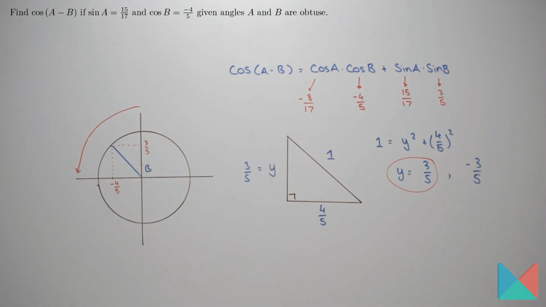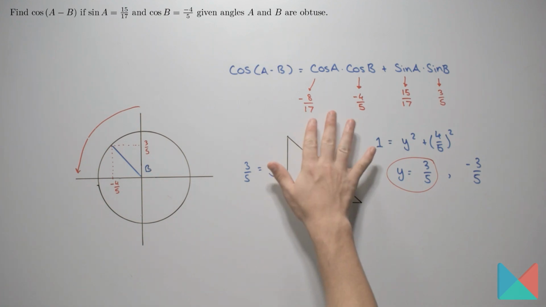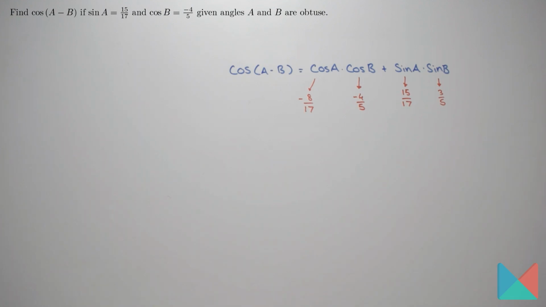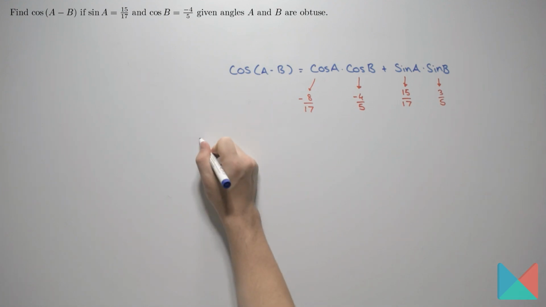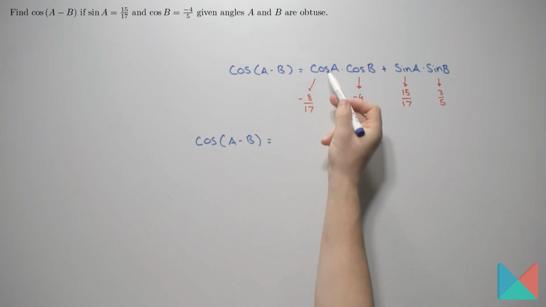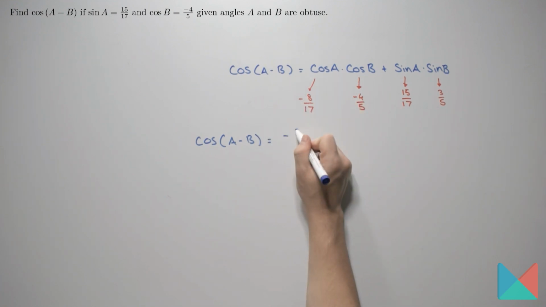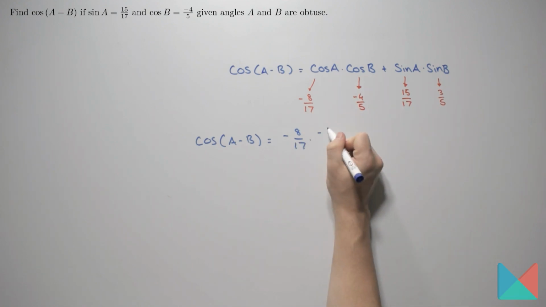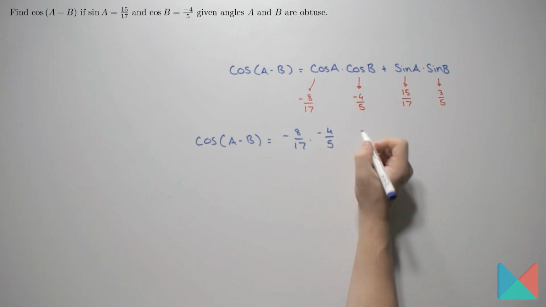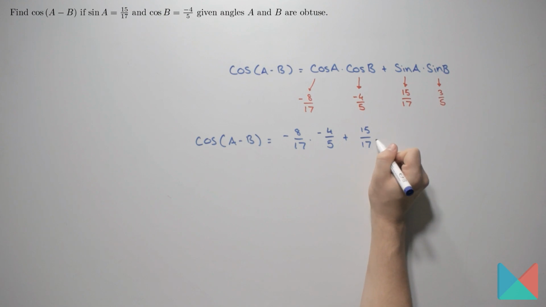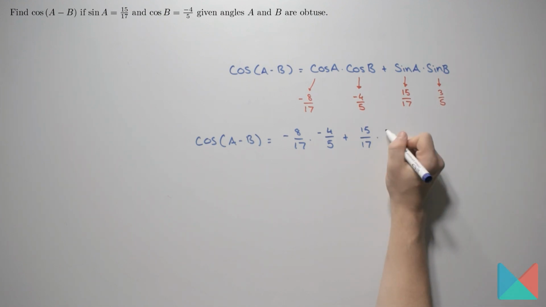So now we have all the information we need to solve for cosine of A take B. So let's rub this out and leave some room to finish off our example. So we've shown that cos of A take B is equal to cos of A, which we found to be -8/17, multiplied by cos of B, which was given as -4/5, plus sine of A, which was given as 15/17, times sine of B, which we found to be 3/5.